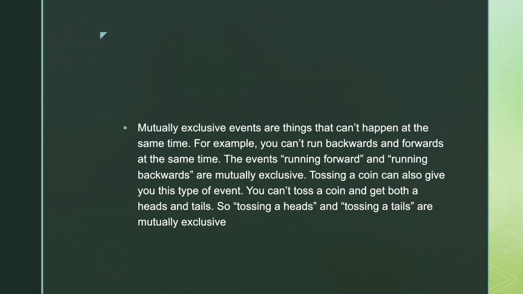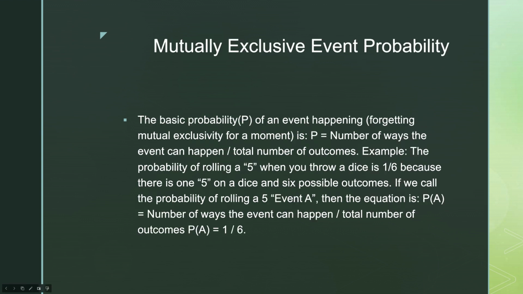Mutually exclusive events probability. The basic probability of an event happening, forgetting mutual exclusivity for a moment, is P equal to the number of ways the event can happen over the total number of outcomes. Example: the probability of rolling a 5 when you throw a dice is 1/6 because there is one 5 on a dice and 6 possible outcomes.